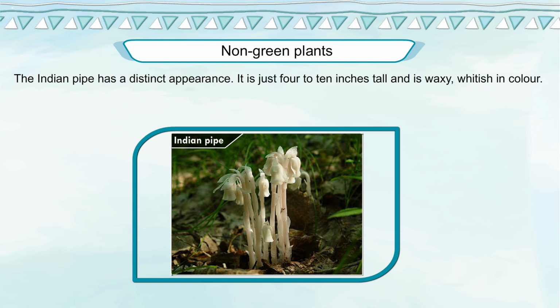The Indian pipe has a distinct appearance. It is just 4 to 10 inches tall and is waxy, whitish in color. It grows in shady places, on woods and decaying plant matter.